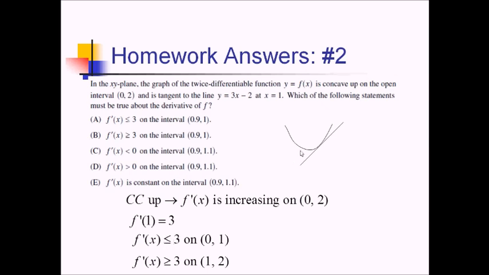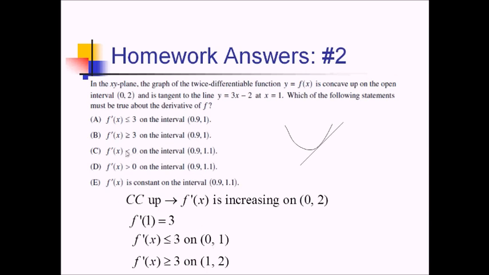And intuitively, you can see this has to be true on this sketch here. Let's look at the other answer choices, though, just to be sure. So choice B, f prime greater than or equal to 3 on 0.9 to 1. Well, no, that's exactly the opposite of what we said here.